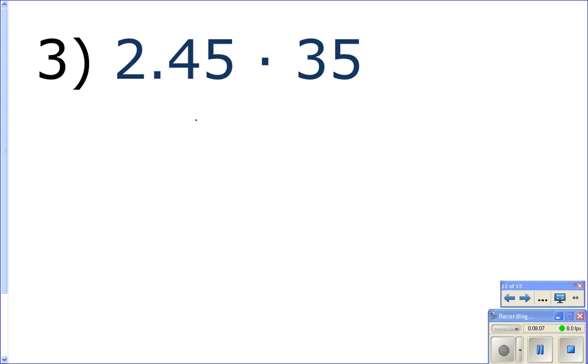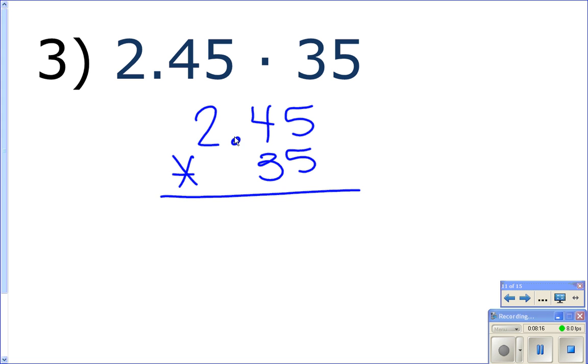Remember, you do not line up the decimals when you are multiplying decimals. Okay? You do not do that. So we have 2 and 45/100 times 35. 5 times 5 is 25. 4 times 5 is 20, plus 2 is 22. 5 times 2 is 10, plus 2 is 12. 0 as a placeholder. Remember, keep everything lined up.